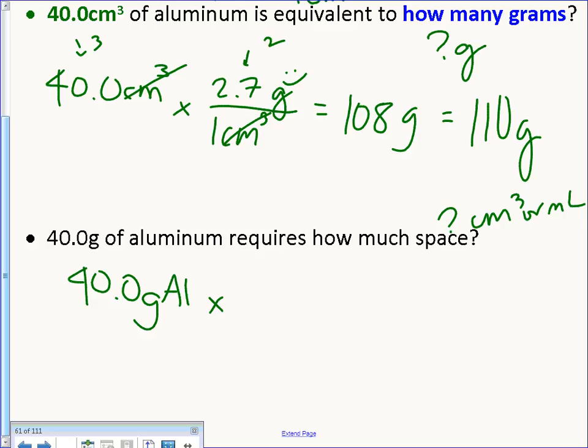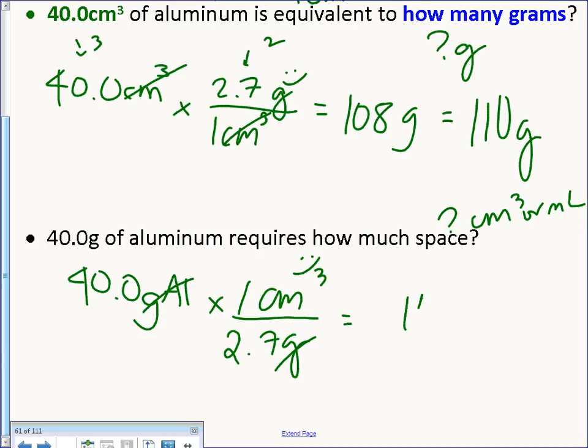Times, what's the conversion factor for this one? So centimeters cubed, so 1 centimeter cubed goes on top over what? 2.7 grams. That was the conversion factor I had written up there. All we did was flip it, so the centimeters cubed is on top, because grams on top and grams on bottom need to be able to cancel. Always double check that your units cancel, leaving you with what you were looking for. And then 40 divided by 2.7, what is that? Calculate.